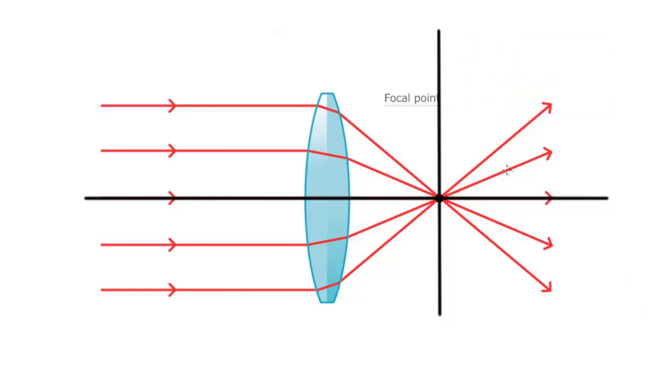One last feature of a lens is a thing called the focal length. The focal length is literally the distance from the center of the lens to the focal point, and it's kind of important when we do some of the math of lenses.